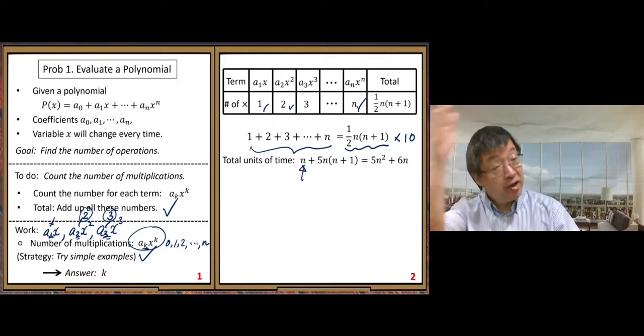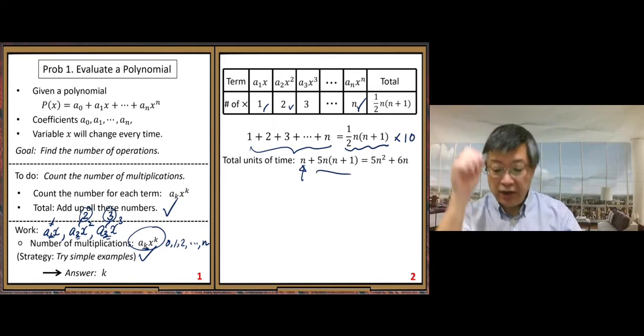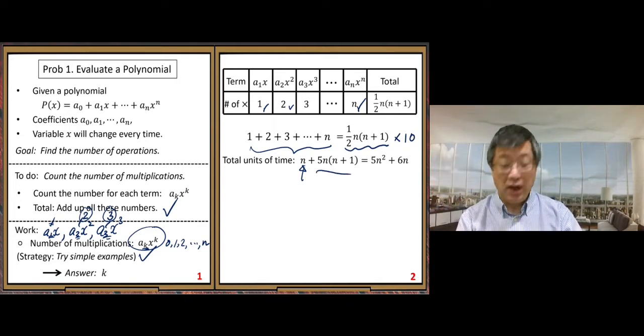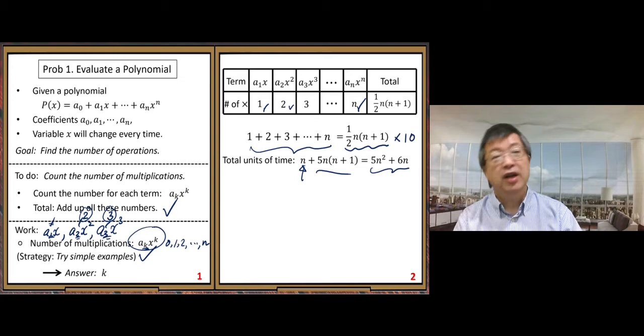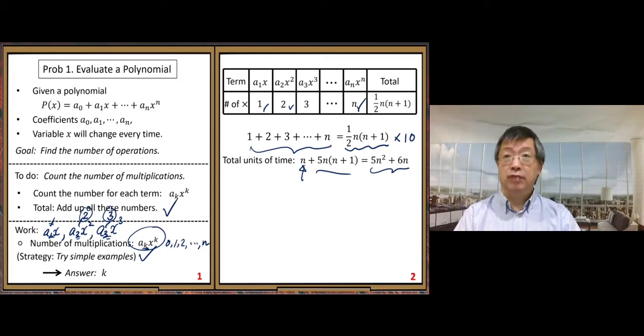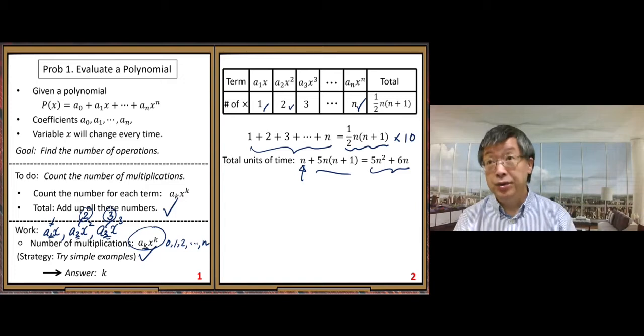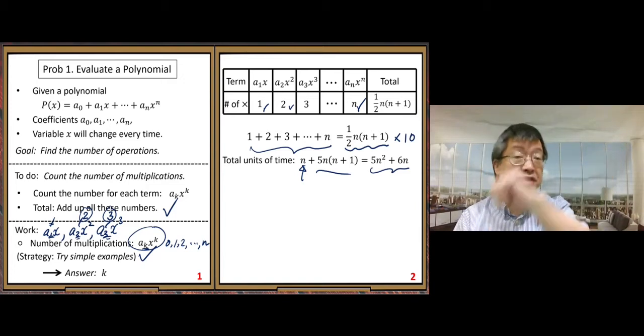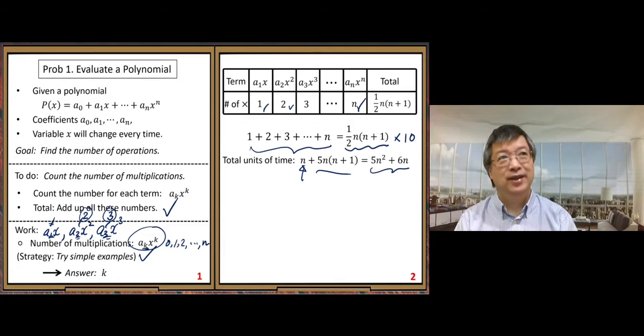1/2 times 10, that's 5. So we get the second term expression. Adding together, we get this final expression. So we get the answer. That's our estimate of cost. The cost here, we use units of time to represent it. So we can treat it as computing cost.